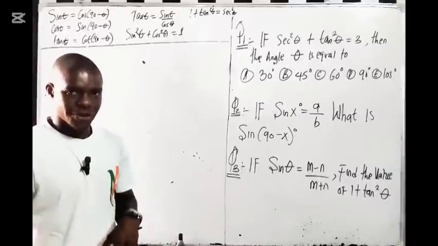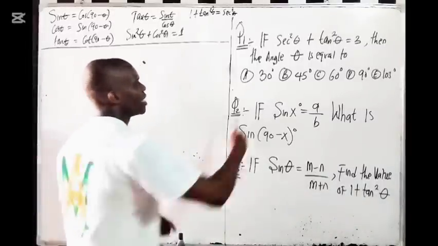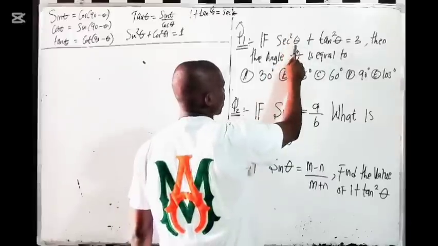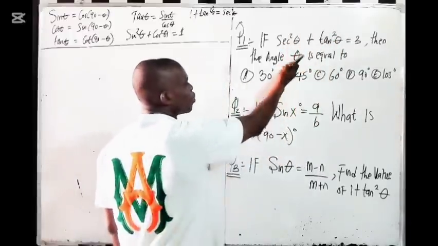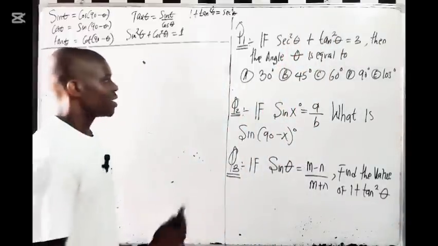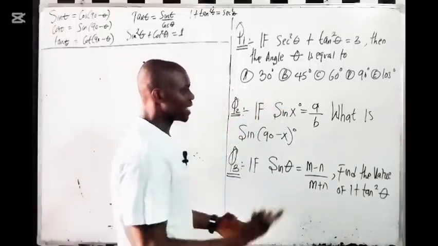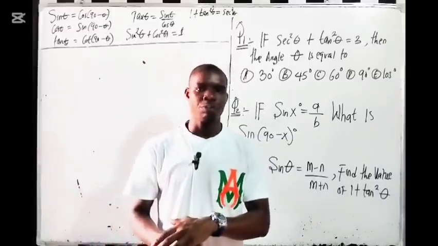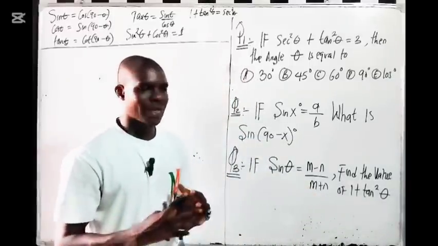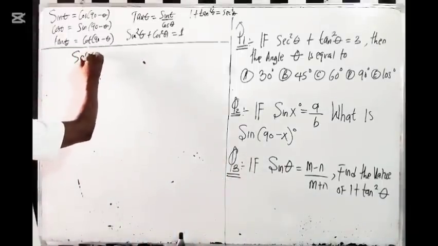So in this video we are going to solve problems on it. Let's look at the first one: if sec squared theta plus tan squared theta is equal to 3, then what is the angle theta? Is angle theta 30 degrees, 45 degrees, 60 degrees, 90 degrees, or 105 degrees? Now look at something. You're going to see a lot of questions on this aspect, so I want you to pay full attention.